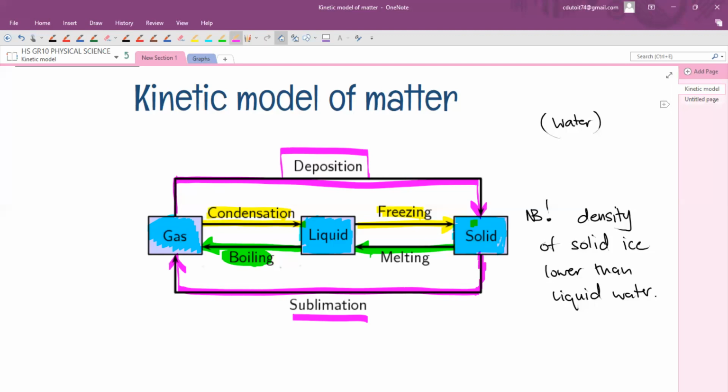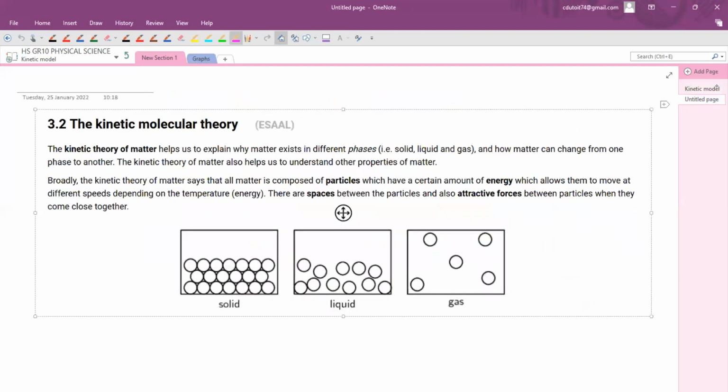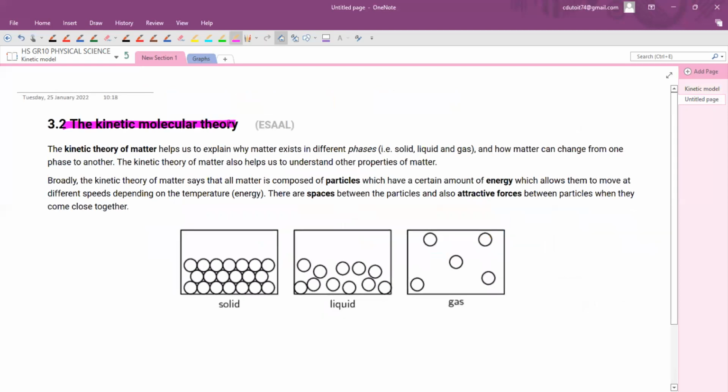Okay, I want to see what the next page is about. Okay, now the kinetic models of matter, or they just call it kinetic model theory. Kinetic model theory tries to explain on a molecular level what happens when those phases change. What happens when something is a solid and becomes a liquid, or when a liquid becomes a gas, or a gas becomes a liquid again? What happens to the molecules?